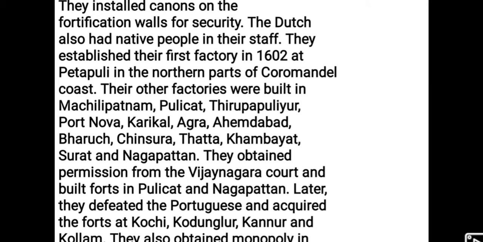Likewise over here also, when the Dutch came, they had a war with the Portuguese, and whatever areas were under the Portuguese were captured by the Dutch. Which were those forts at Kochi, which were acquired by the Portuguese earlier? So they defeated the Portuguese and acquired the forts at Kochi, Kodungular, Kannur, and Kollam.